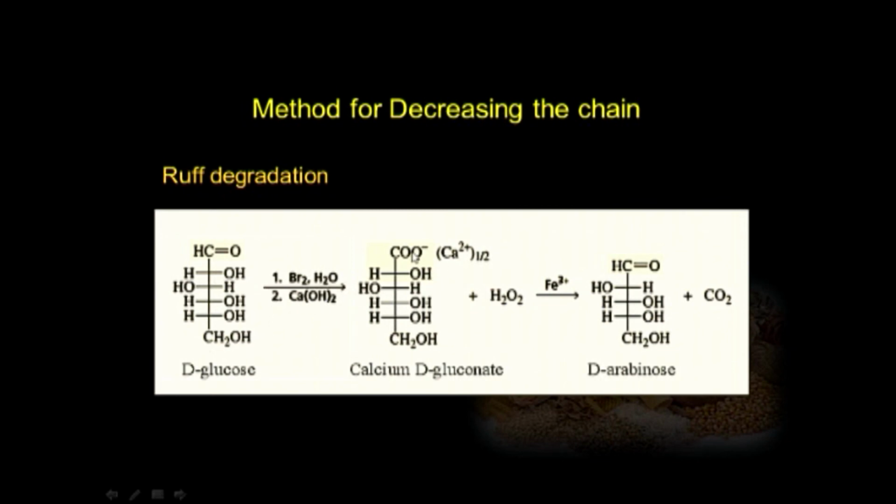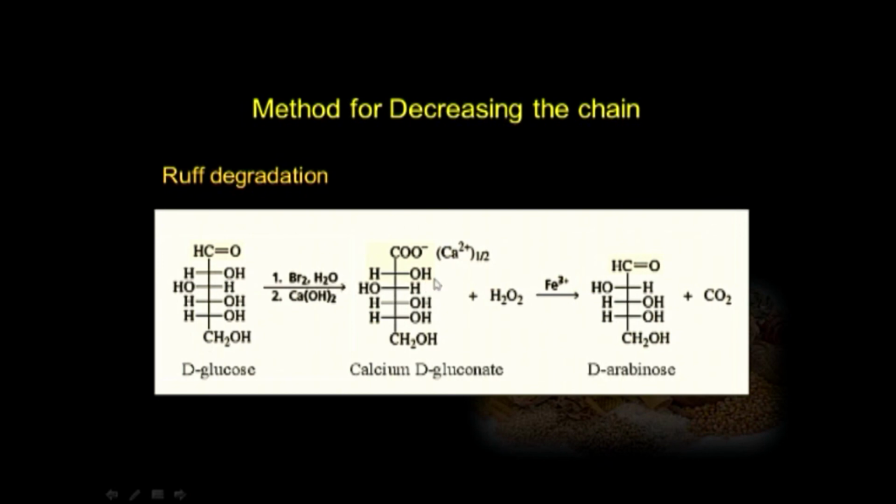It will form the calcium salt here. Say here in this example we have taken D-glucose. After oxidation we will get gluconic acid, and then after treatment with calcium hydroxide we get calcium D-gluconate. And these calcium salts of carboxylic acid are treated with hydrogen peroxide in presence of ferric ions.